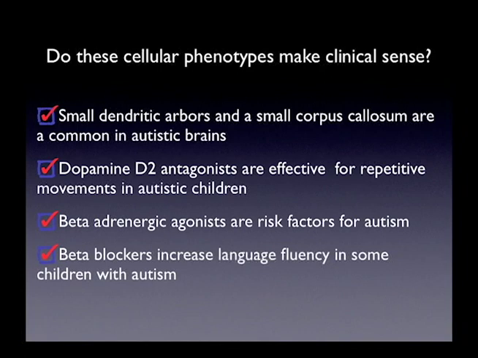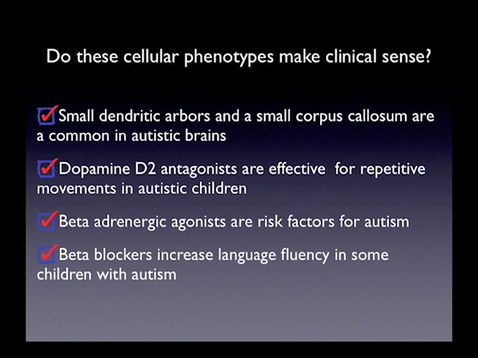How about excess production of catecholamines? Well, we have known for quite a long time that dopamine D2 antagonists can be effective for some kinds of behaviors in kids with autism, specifically repetitive movements. The D2 antagonists are horrible drugs and they should not be given unless you really, really need them. Nonetheless, they do suggest that there might be a defect in dopamine.